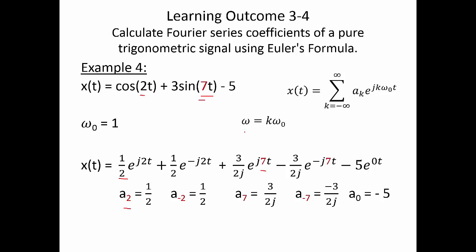If we're going to have omega equals k times omega naught, and omega naught is now 1, in order to get this 2, we have to have a k value of 2. Second term has a k value of negative 2, and now in order to get our 7, we have to have a k value of 7. Next one is a k value of negative 7, and as before, k did not change from 0. All other a sub k are still 0.